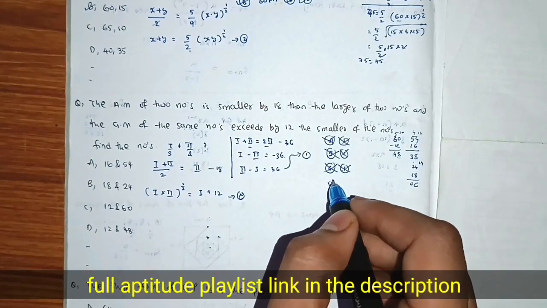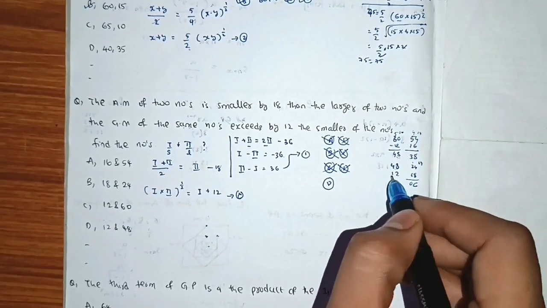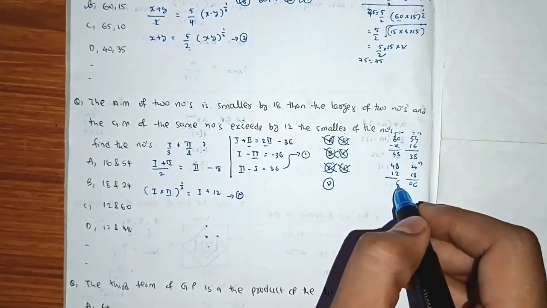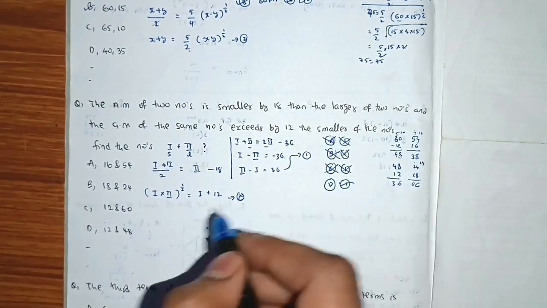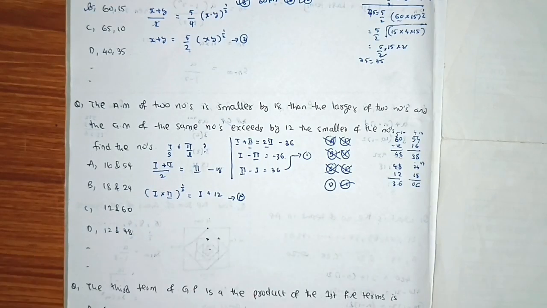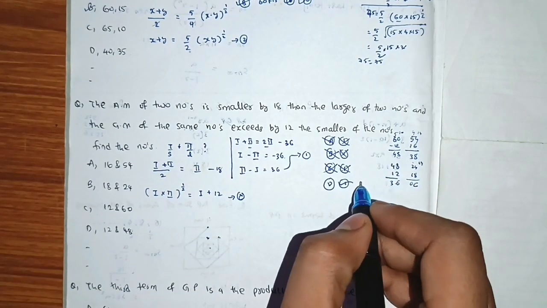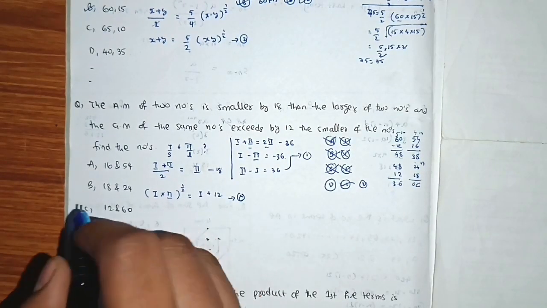Now let us check for D. So here 48 and 12, 48 and 12. When we subtract this, here you will get the 6, here you will get the 3. So option 1 is getting true. Let us check for option 2. But no need of checking option 2, because here we are left over with only one option. So this will be your answer.